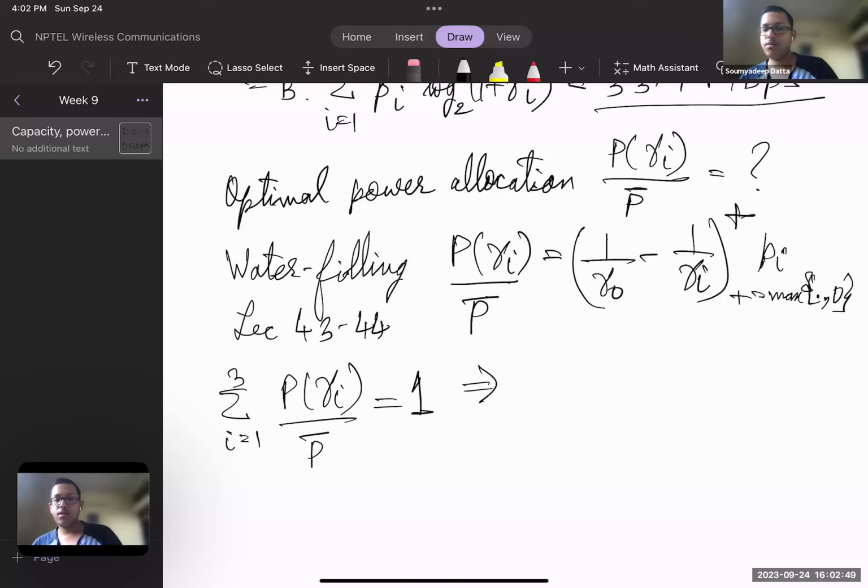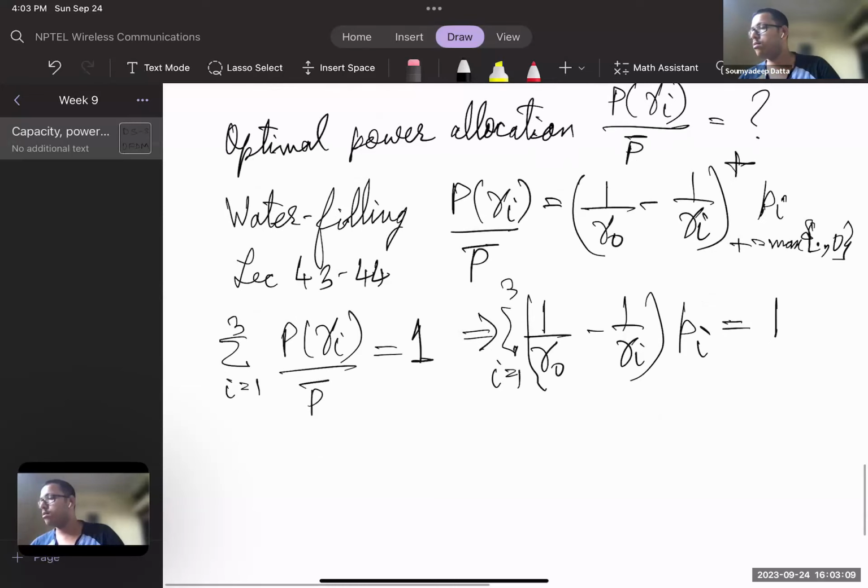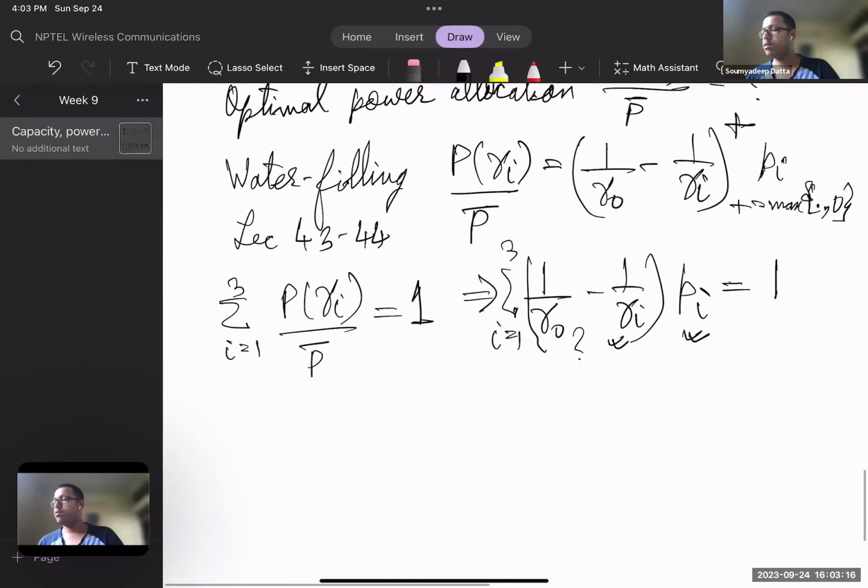So I have to sum over all three, i equal to 1 to 3, of 1 by gamma naught minus 1 by gamma i, times pi, equal to 1. So over here, gamma i is known and pi is known. I have to solve for gamma naught. This is the unknown. So can somebody solve and tell me what gamma naught will be?